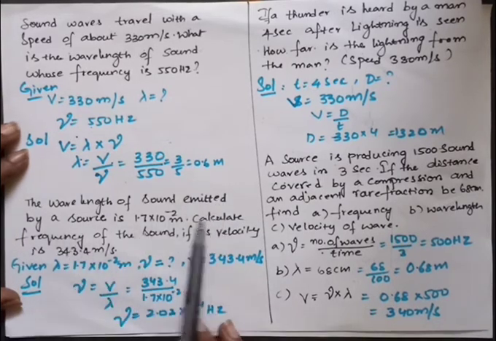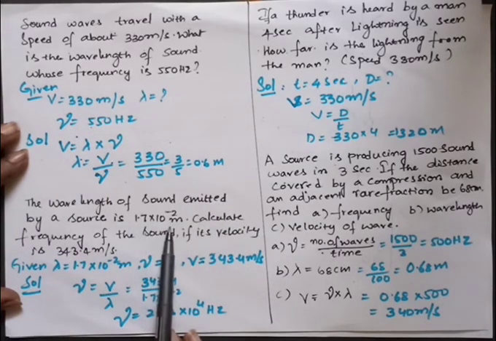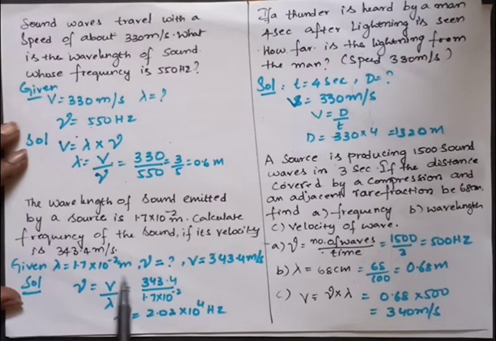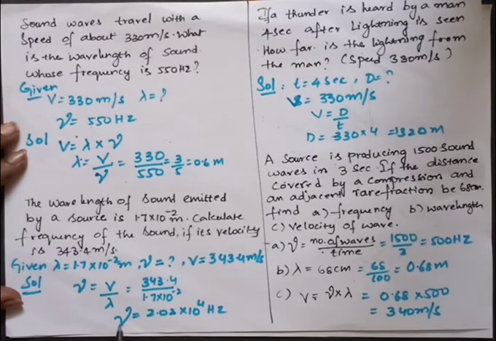The wavelength of sound emitted by a source is 1.7 × 10^-2 meters. Calculate the frequency of sound if its velocity is 343.4 meters per second. So here wavelength is given, velocity is given, frequency is asked. So frequency is equal to velocity by λ. After division we get 2.02 × 10^4 Hz.